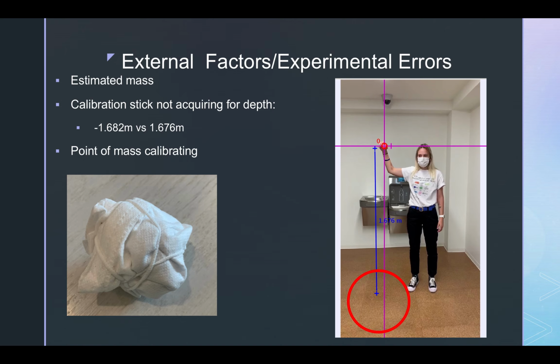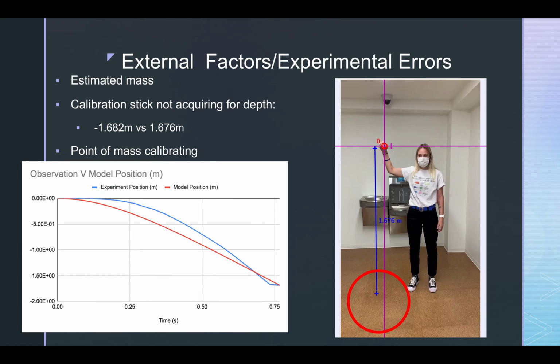As you can see, my Tracker results and the computational model results, though ending in a similar position, vary a lot. Some reasons for error include my mass not being actually weighed and being an inaccurate estimation, inaccurate point of mass calibrations, and my calibration stick not accounting for depth, as my final position in Tracker was a position that's actually taller than me.